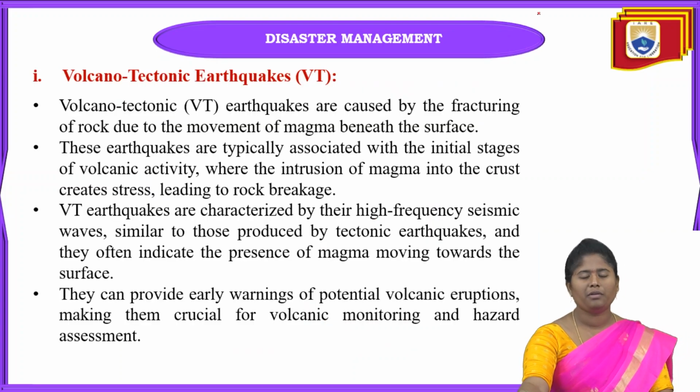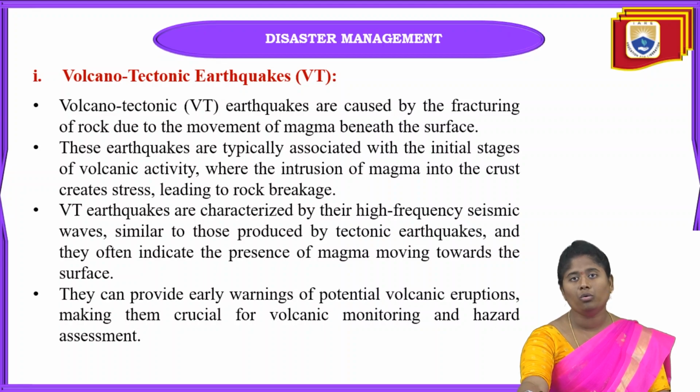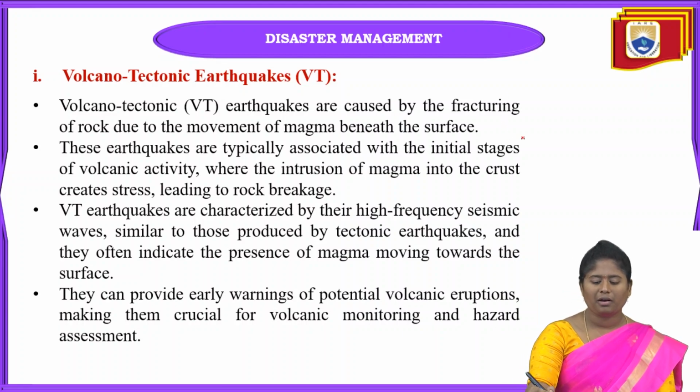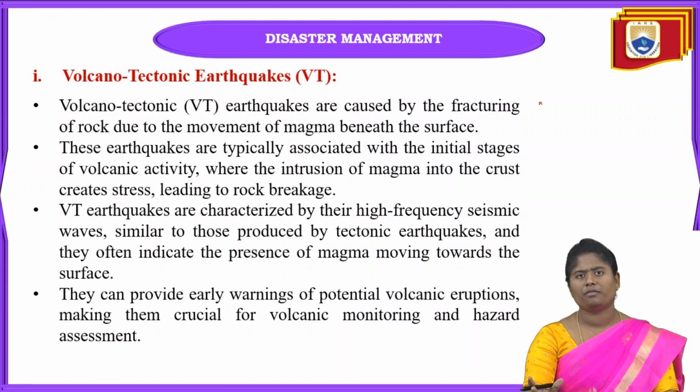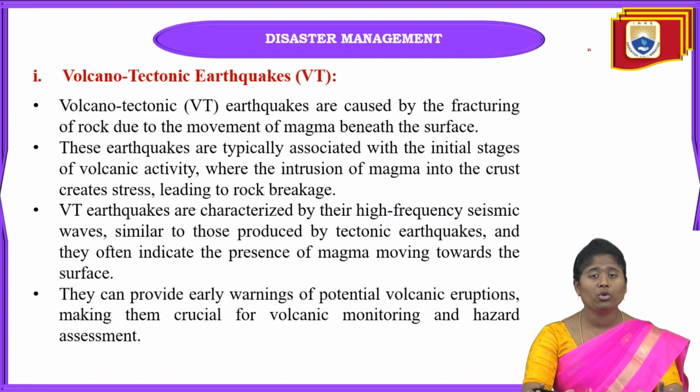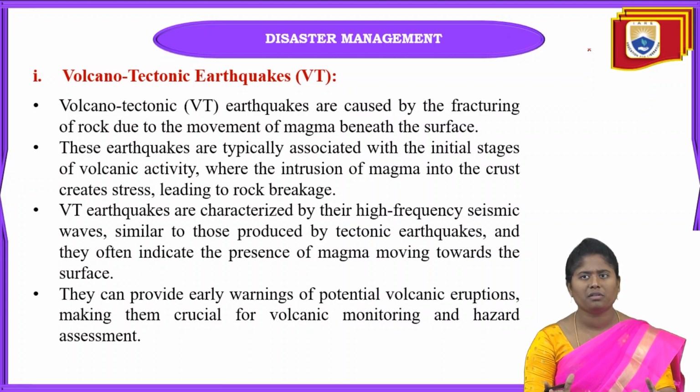Okay. In volcanic earthquakes, the first classification is volcanotectonic earthquakes. How does this type of earthquake occur? It is caused by the fracturing of rock due to the movement of magma. Why? Because when any volcano occurs, the magma flow is beneath the earth's surface only. When there is fracturing between the rocks, these volcanotectonic earthquakes can occur. Mainly in the initial stages of volcanic activity, there will be intrusion of magma into the earth's crust. When that magma enters the crust, it automatically creates stress. That leads to rock breakage. When the rock breaks, high frequency seismic waves can be developed. Okay.